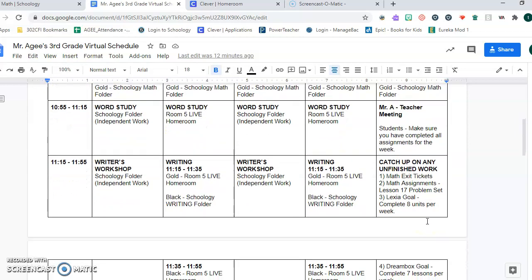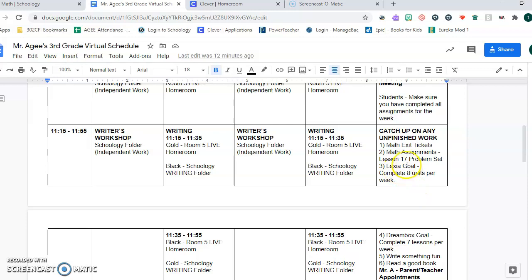Okay, number 3 and 4 are the Lexia and Dreambox goals. So your goals are to complete 8 units per week in Lexia and complete 7 lessons per week in Dreambox. And this week for Lexia, only Max, Maggie, and Ryan have completed the 8 units per week. So if I didn't just mention your name, you need to go into Lexia and work on completing some of those units. In Dreambox, only Hezekiah has completed the goal of finishing 7 full lessons. Nobody else has finished 7 lessons in Dreambox.